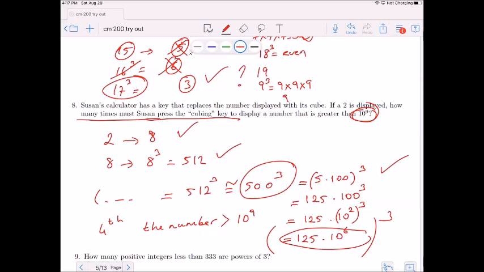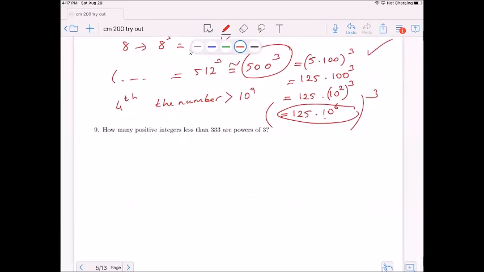Understood? This is approximately 10 to the power of 8, guys. Not 10 to the power of 9 still. Not yet. Okay? Because 125 is a bit greater than 10 to the power of 2. So when you combine with 10 to the power of 6, it's going to be 10 to the power of 8, not 10 to the power of 9. Is this understood? Okay, then.